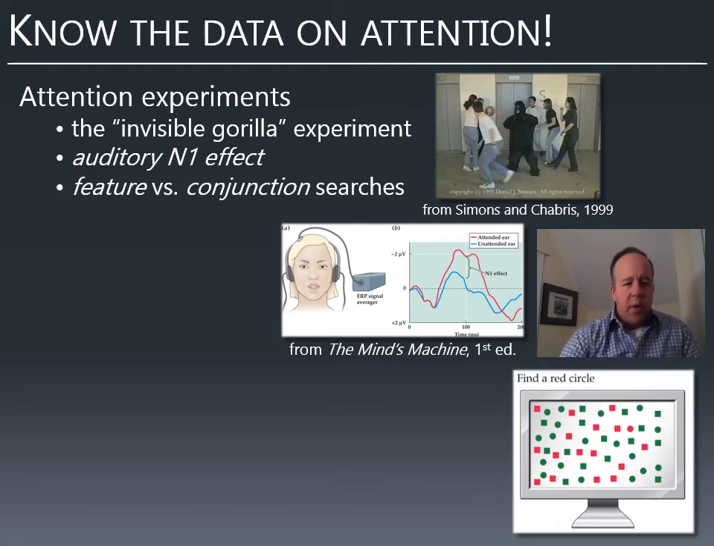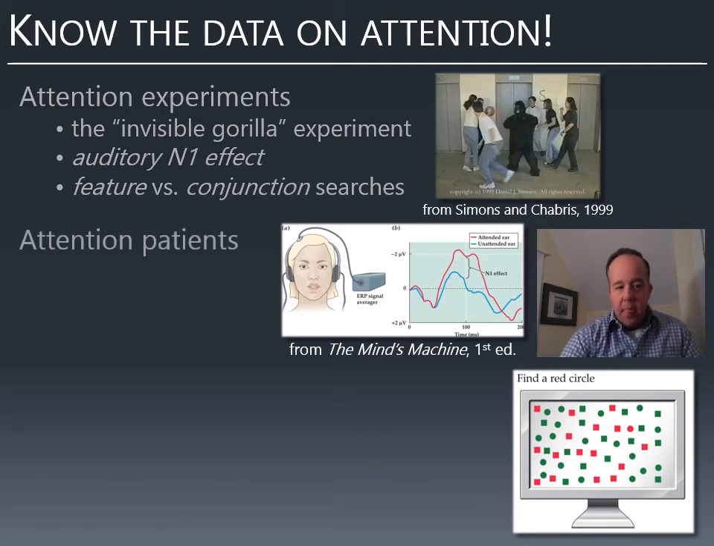Know the difference between a feature and a conjunction search. So feature searches, you're just picking out one feature. It pops out right away. It doesn't matter how many stimuli there are on the screen. Conjunction search, you're looking for a particular item that has multiple traits. You have to go item by item, so the number of items matters.